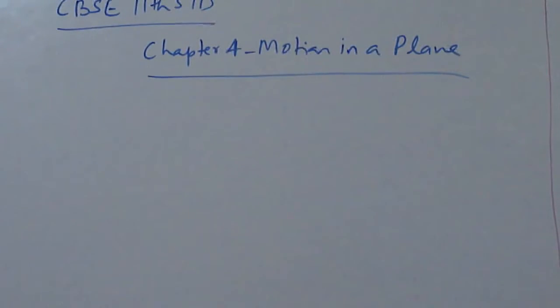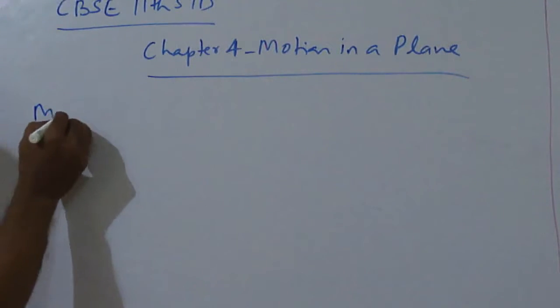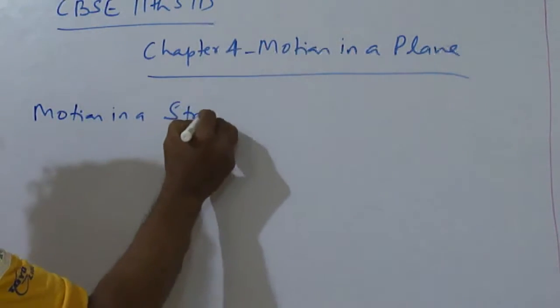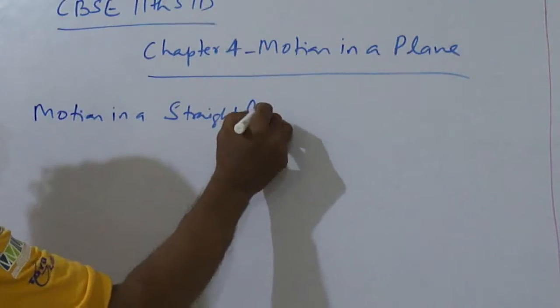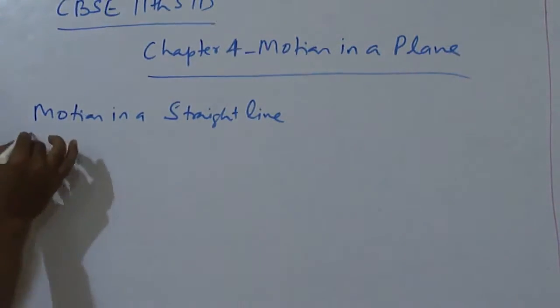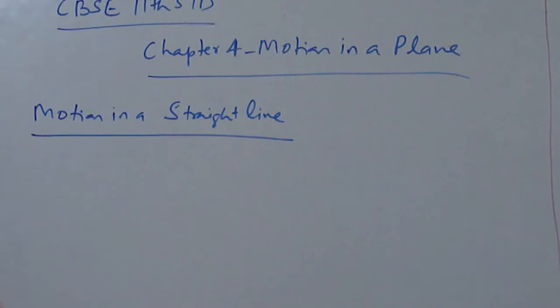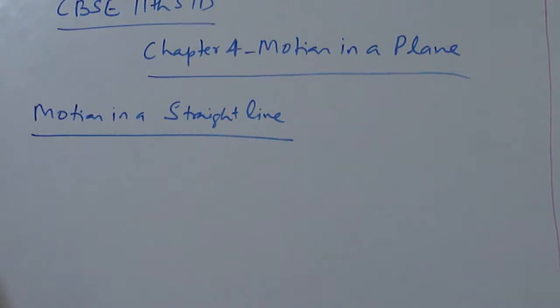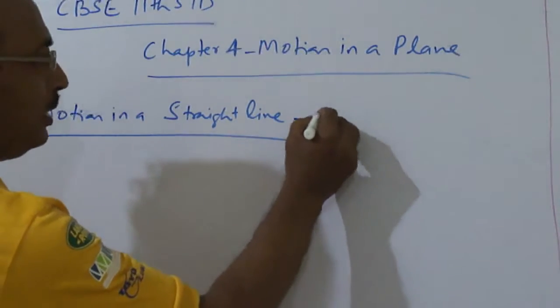So we will be starting today motion in a plane, and the previous chapter we have already studied, that is motion in a straight line. Okay, so our previous chapter was related to motion in a straight line. So motion in a straight line and motion in a plane. What is the difference between these two? One dimension. Okay, so motion in a straight line, it is in one dimension.